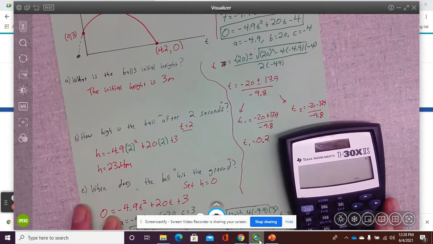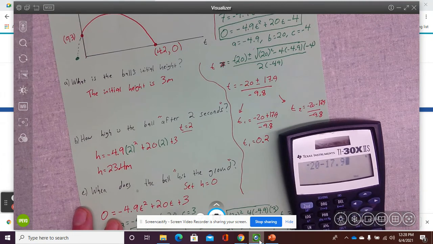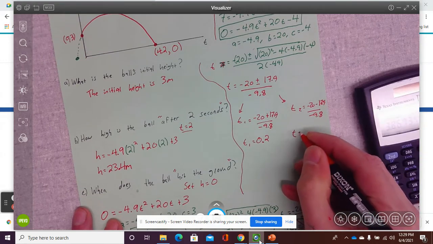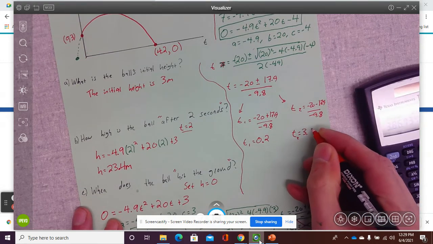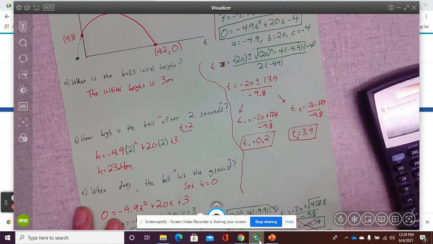And then if I want to find T2, I'm going to now subtract 17.9 and then divide by, again, my denominator, which is still -9.8. I get time equals 3.9 seconds. Okay, I've got two answers. Well, what's going on here?